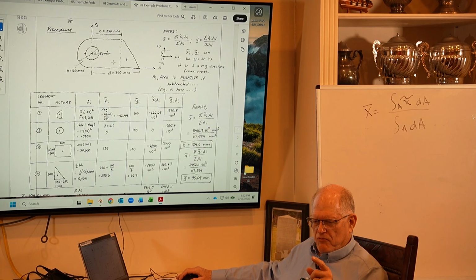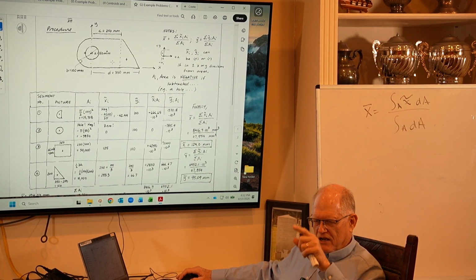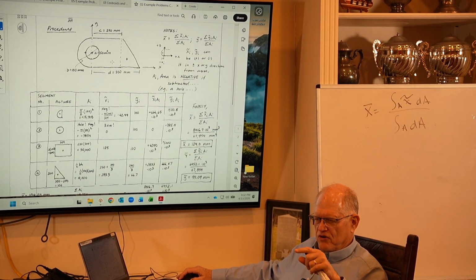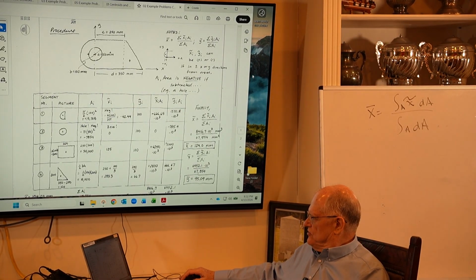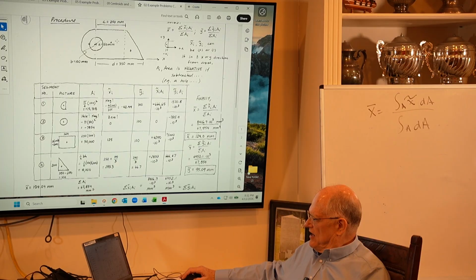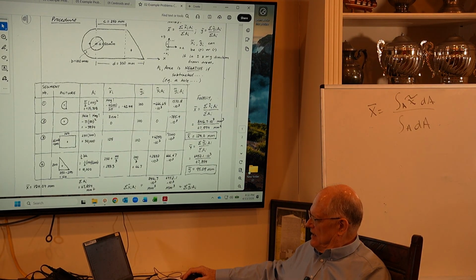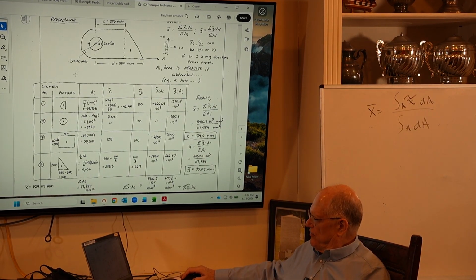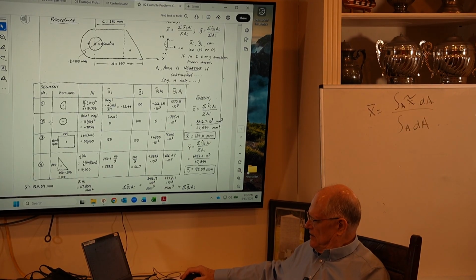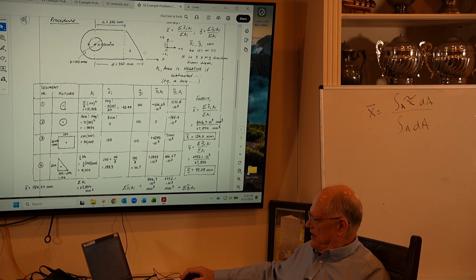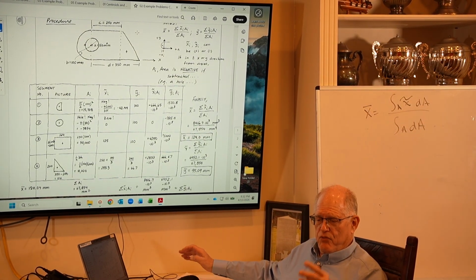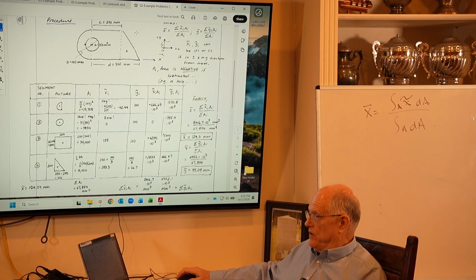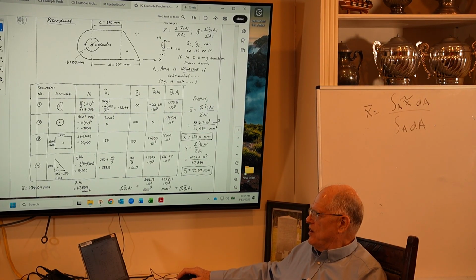But for the centroid problem, it could be like two pieces, like a rectangle and a half circle, or a rectangle with a hole in it. And so what I do is I number the areas or indicate them in some way. I call the half circle 1, the hole 2, the rectangle 3, and the triangle 4. Two or three of you can work the same problem and break it up differently. So there's not one way to do this.